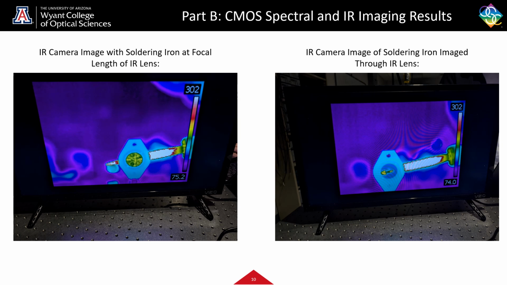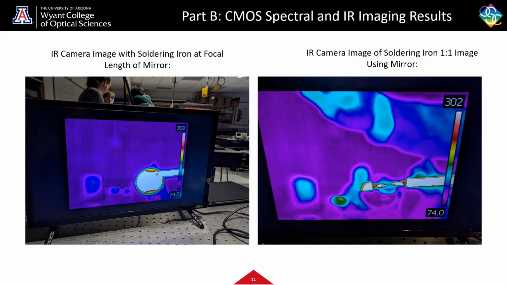Here are the results using the thermal camera. On the left, the IR lens is imaging the soldering iron at the focal point, and on the right, the soldering iron is being imaged through the IR lens. Here are the results using the mirror instead of the lens. On the left, the soldering iron is at the focal point of the mirror, and on the right, the soldering iron is being imaged using the mirror with a magnification of -1.